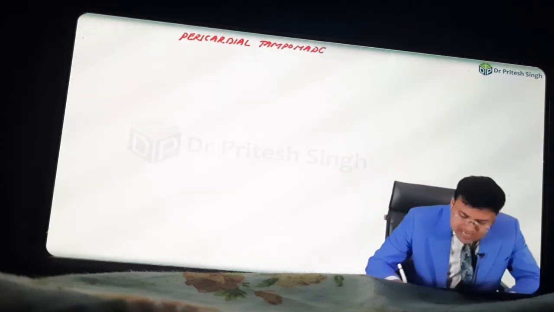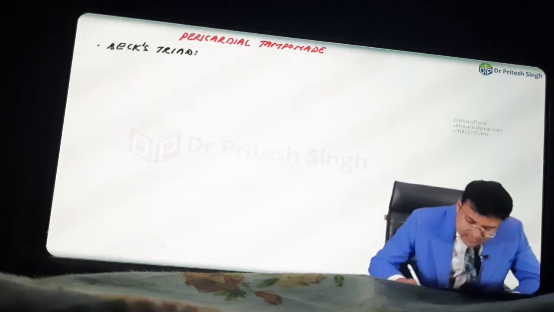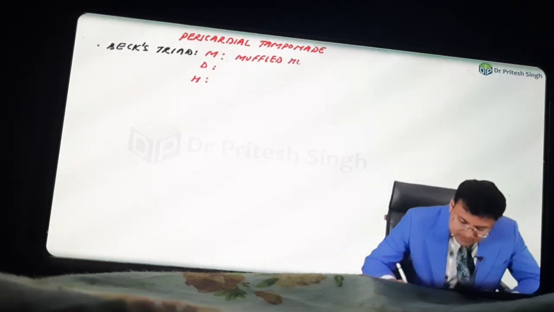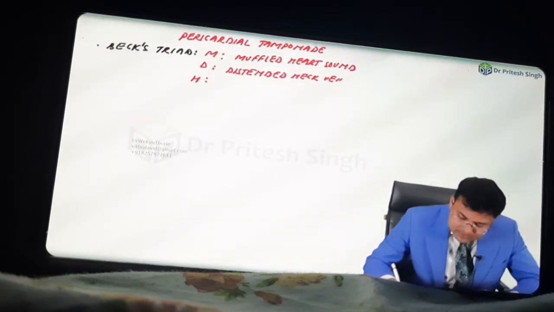Pericardial tamponade. Rapid accumulation of fluid in the pericardial space can lead to pericardial tamponade. The question is asked: it is characterized by a triad. What's that triad? Beck's triad. How to remember Beck's triad? The mnemonic is MDH. M, muffled heart sound. D, distended neck veins. And H, hypotension.